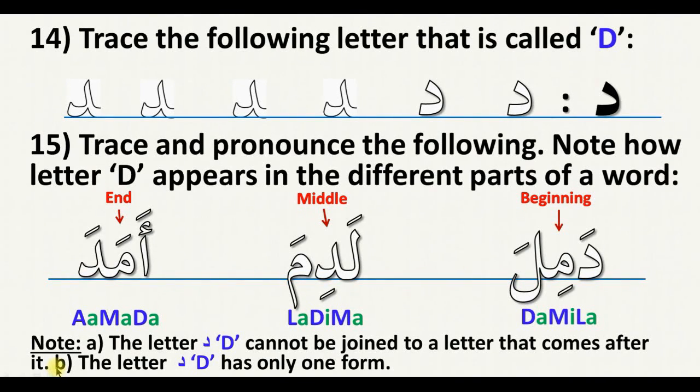For B at the bottom here, we have the letter D has only one form. As you will notice, all of these forms are almost the same. The only difference is that there is a stem on the right side when it has to be joined to a letter that comes before it.